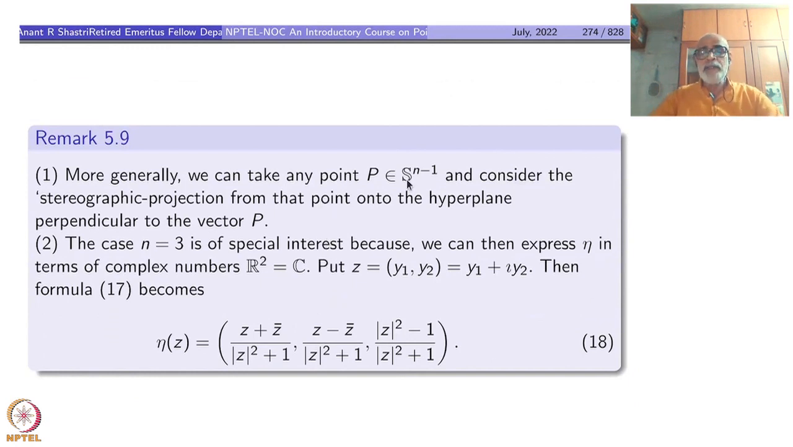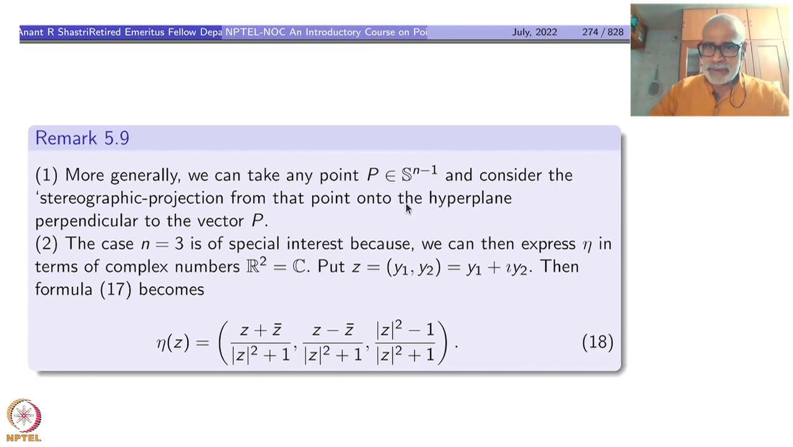More generally, instead of taking the north pole, you could have taken any point P on S^(n-1). The geometric argument will go exactly ditto. The only thing is that you should not take R^(n-1) cross 0 all the time, but whatever vector P you take, take the subspace which is perpendicular to that, and then do the series of projections again as we have done earlier.